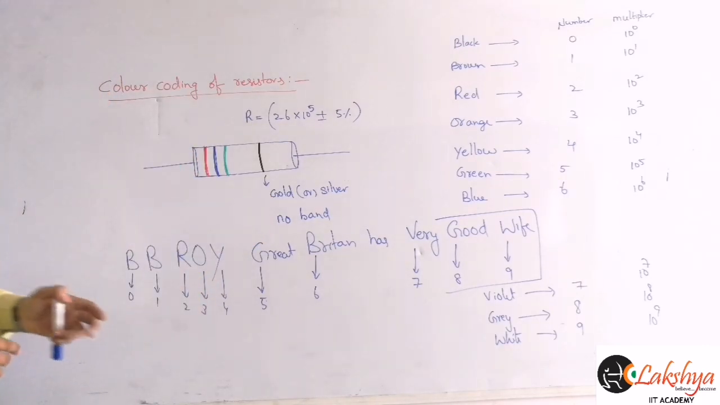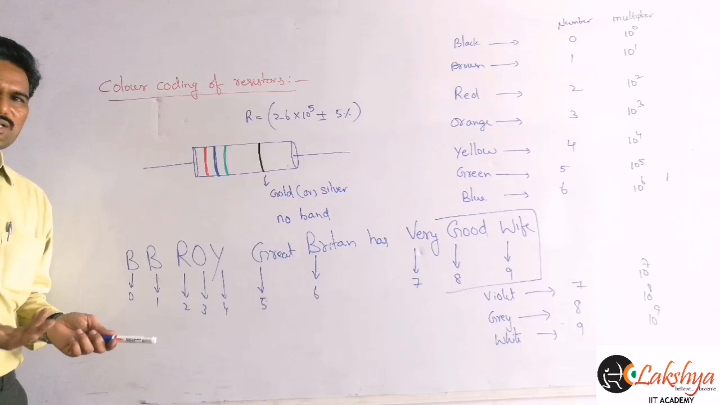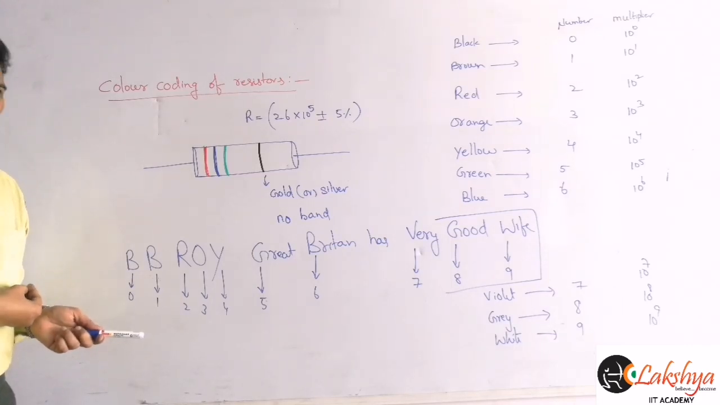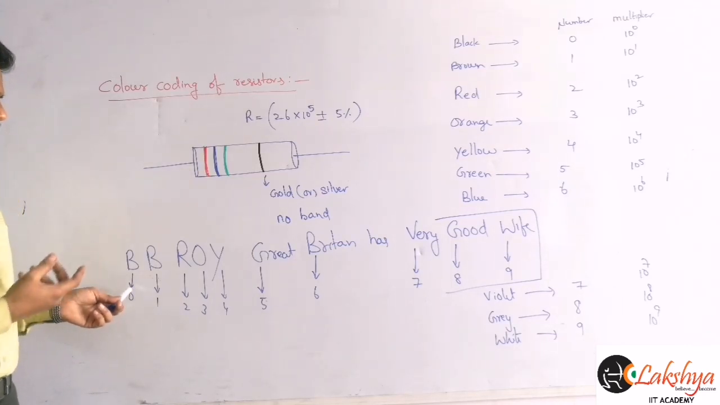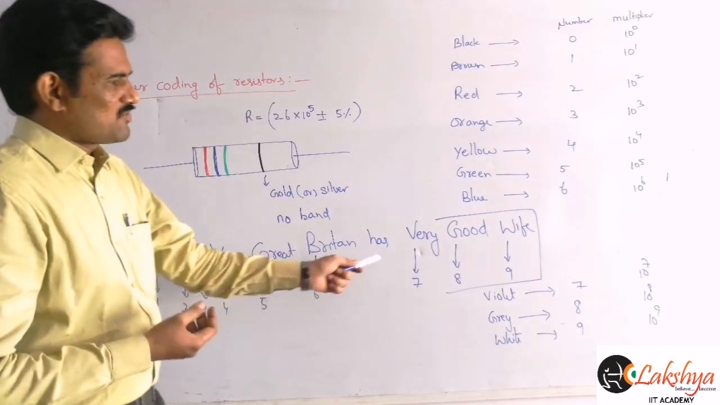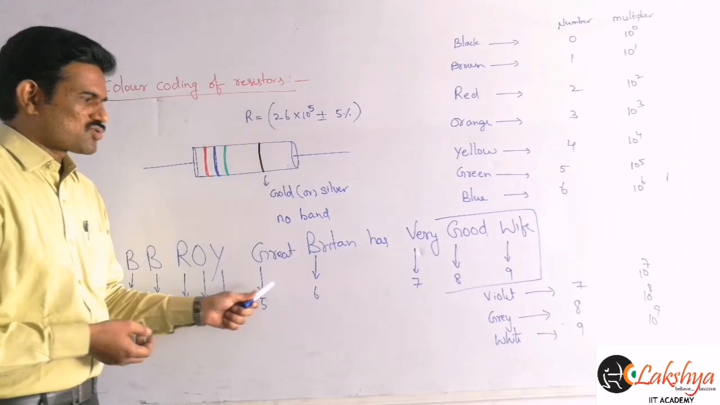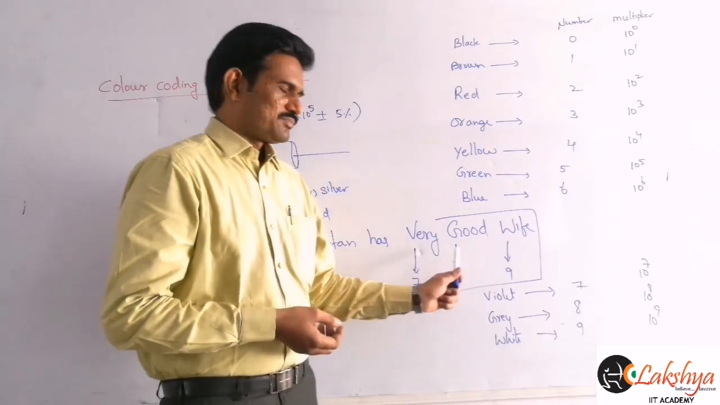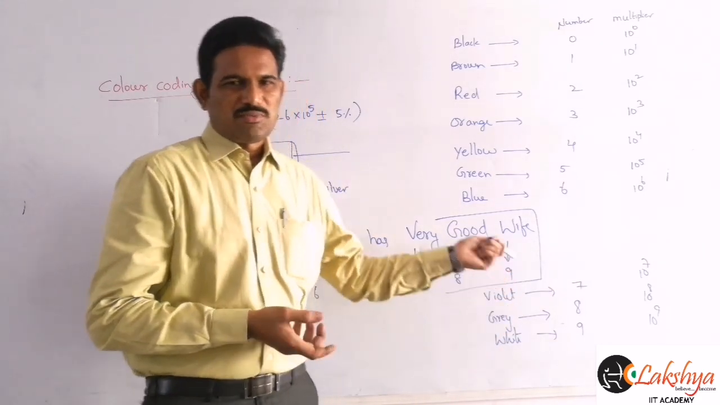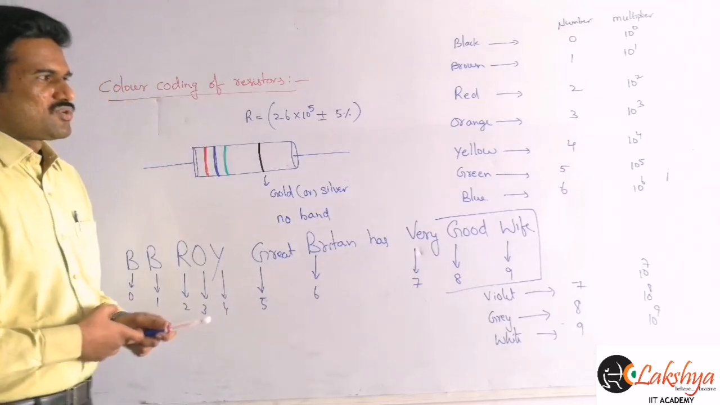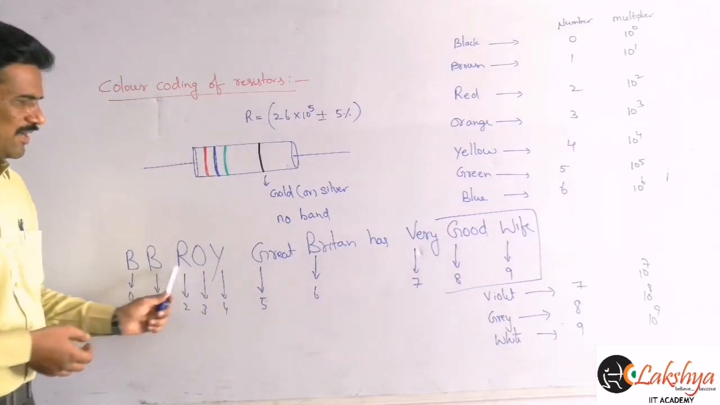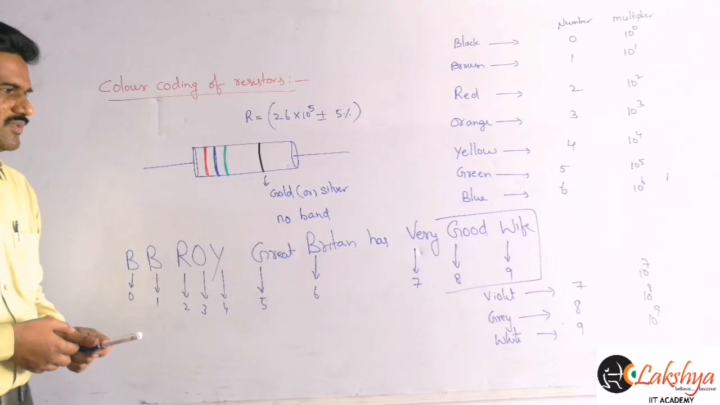And to remember this color coding, generally we use different notations, that means different ways. This is one of the ways: BB Roy, Great Britain has a very good wife. Or you can also consider it as: BB Roy goes to Bombay via Gateway. So the order will be these capital letters, which represent the colors here.